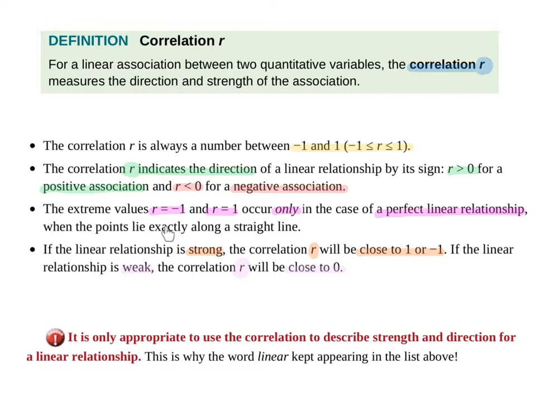For those extreme values, so that R equals -1 and R equals 1, those occur very rarely and only in the case of perfect linear relationships, when the points lie exactly along a straight line. So that is a really strong correlation. If the linear relationship is strong, the correlation R will be close to 1 or -1. And if it's weak, the correlation R will be close to 0. And that could be on the negative or the positive end. So it is only appropriate to use correlation to describe strength and direction for a linear relationship, which is why the word linear kept appearing in the list above.